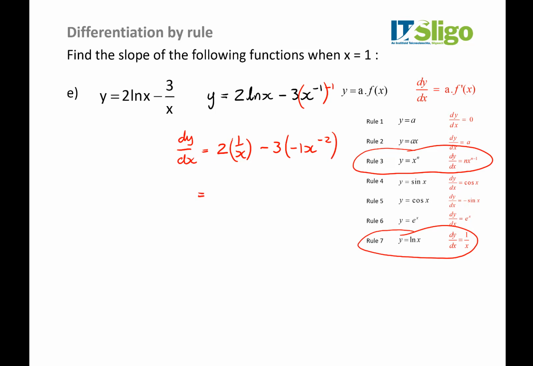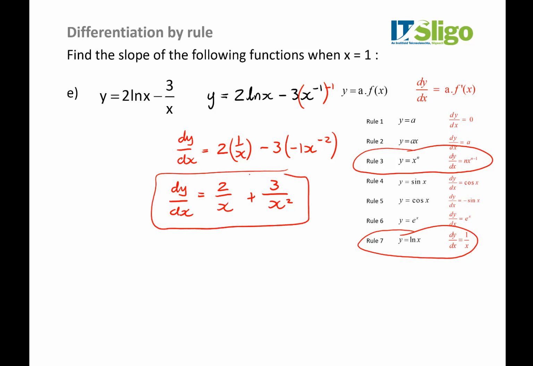So when we tidy this up, top by top, bottom by bottom, this gives me 2 over x. Now minus 3 by minus 1 is plus 3. I'll just write it as a plus. Now it's 3, and then x to the power of minus 2, remember, we can write it like that. So that's my answer. And again, for any x value now, I can just feed into the red equation and my answer will give me the slope.